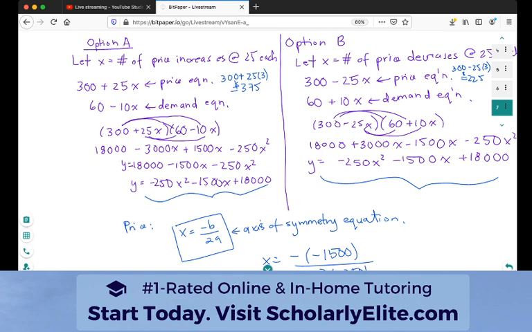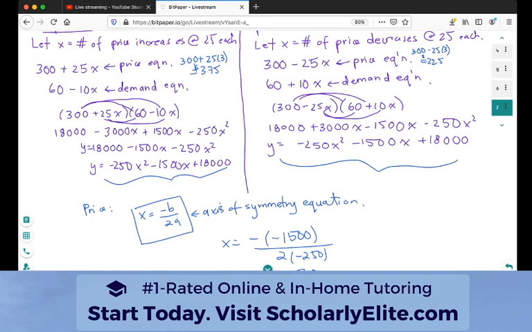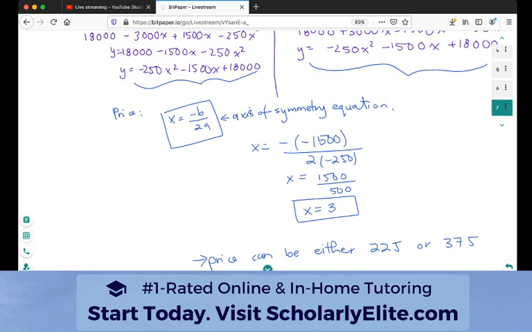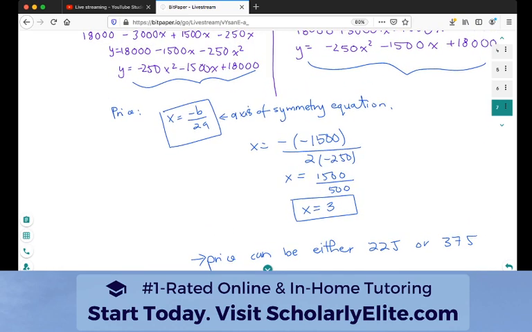So we're just going to wrap this question up because we're actually at time now. But so that's the price. So the price can be either 225 or 375. So let's just write that down. Price depending on which of the 2 equations you're using. And then they would both give you the same answer in terms of max revenue. So maximum revenue can just be solved by plugging in x equals 3 into this equation.